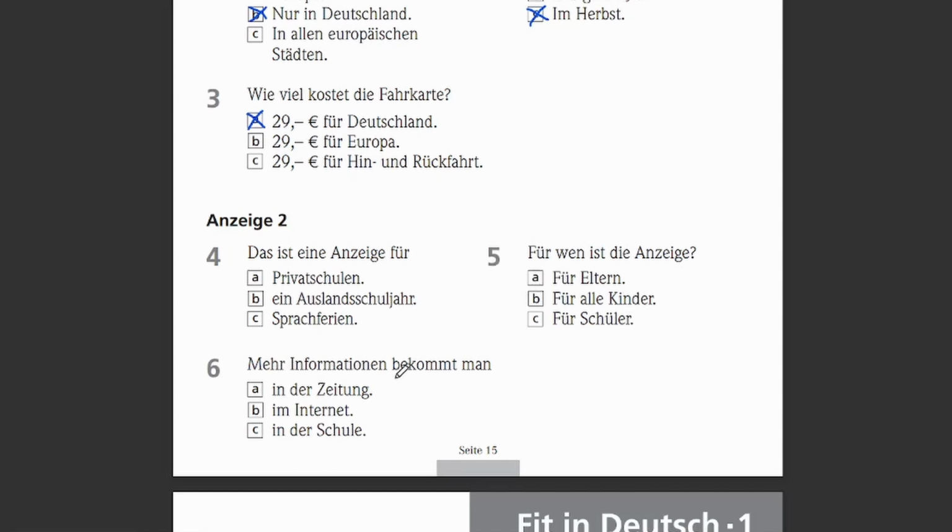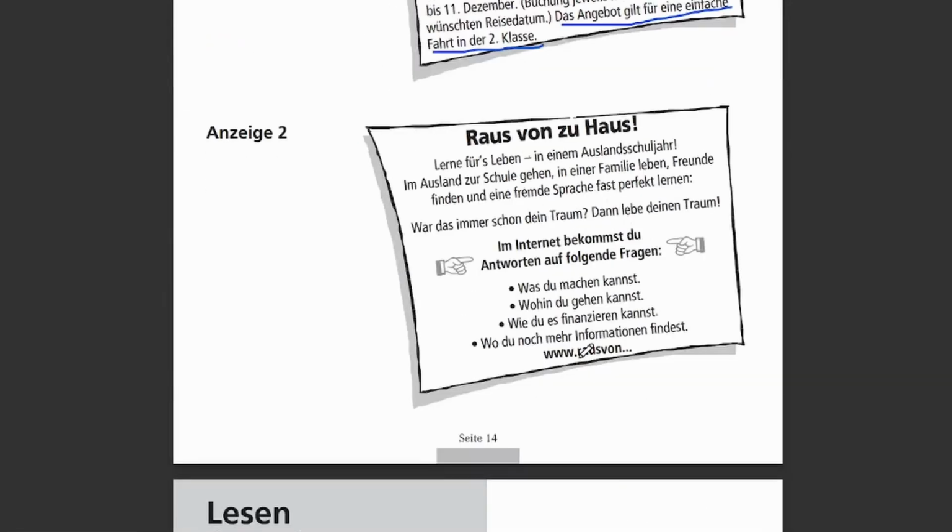Mehr Informationen bekommt man. So more information will be provided where? In the Zeitung, newspaper, im Internet, or in the Schule, or in the school. Which one? So let's go and read and highlight what we want.